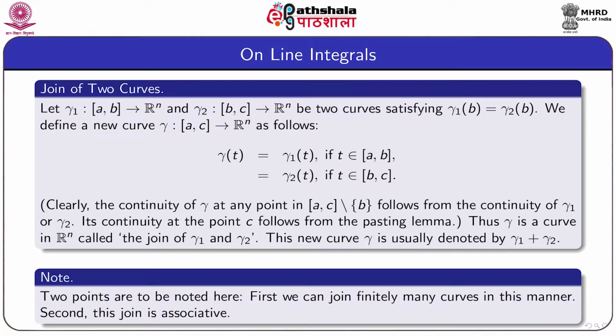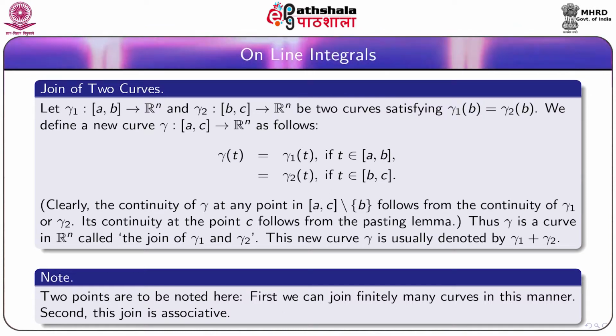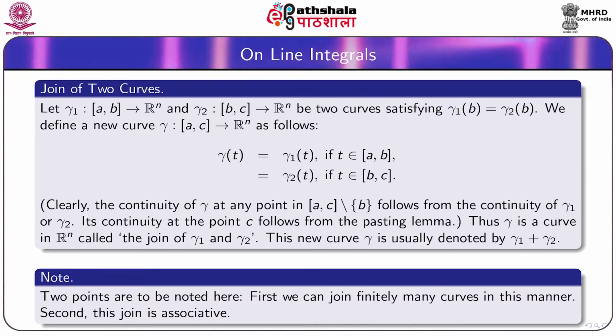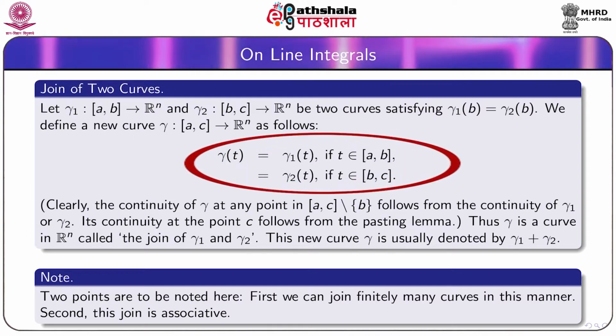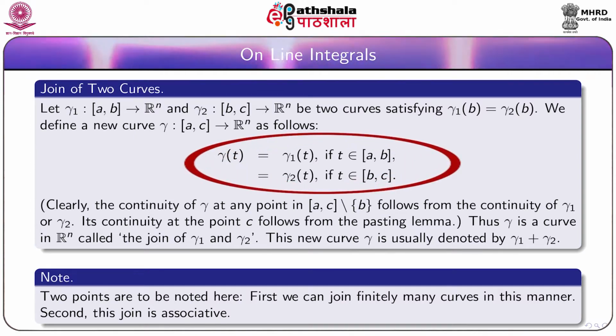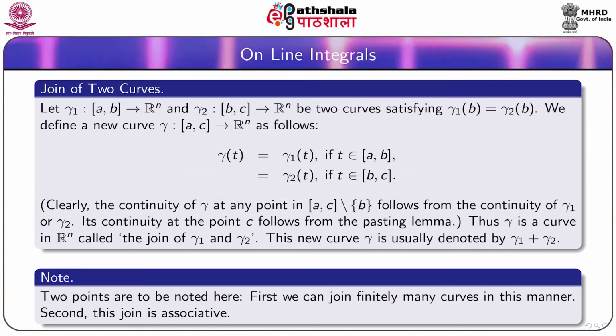Now we define join of two curves. Let γ1 from [a, b] to Rn and γ2 from [b, c] to Rn be two curves satisfying γ1(b) equals γ2(b). That is, the terminal point of the first curve coincides with the initial point of the second curve. We define a new curve γ from [a, c] to Rn as follows. γ(t) is γ1(t) if t is from [a, b] and equals γ2(t) if t is from [b, c].